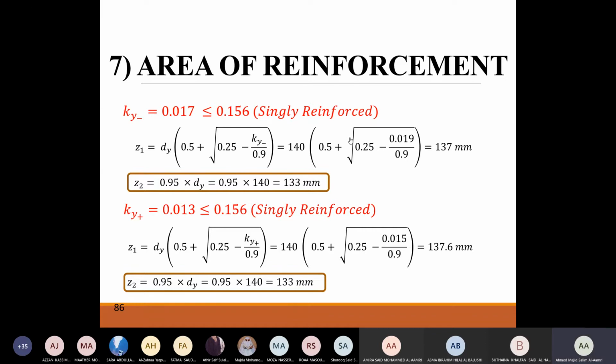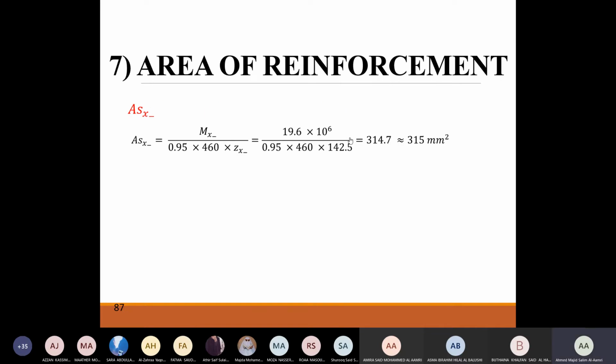Now we have calculated K, we have calculated Z. The third step is to calculate As. We said K, after that Z, after that we are going to calculate the area of reinforcement. Now, As x negative is equal to Mx negative over 0.95 fy, which is 460, multiplied by Zx negative. And we have got the value, which is 315. So it's a direct substitution of the values. Are we fine?